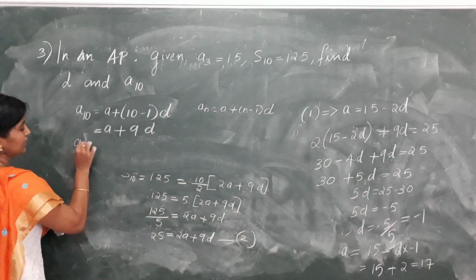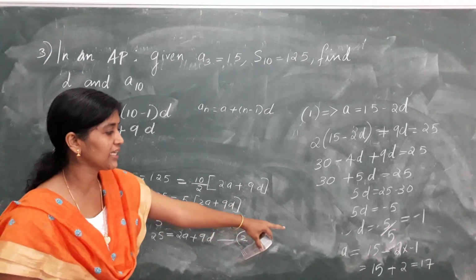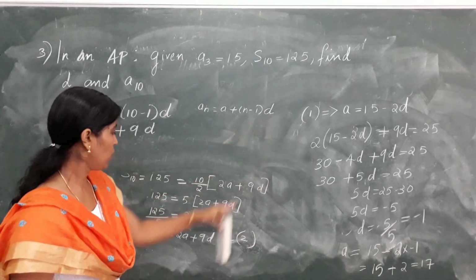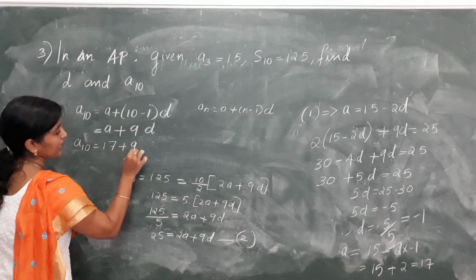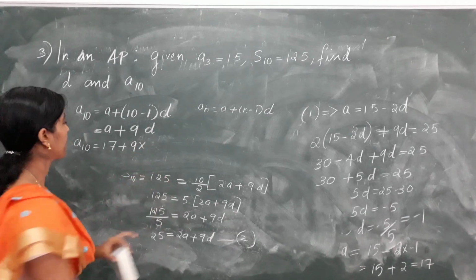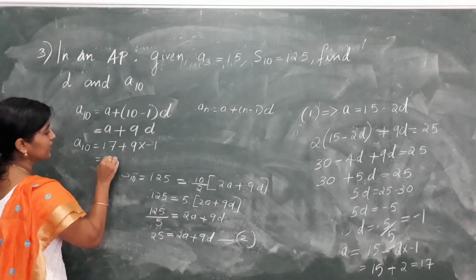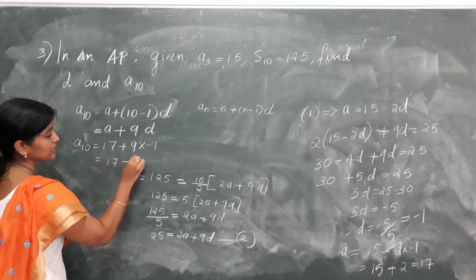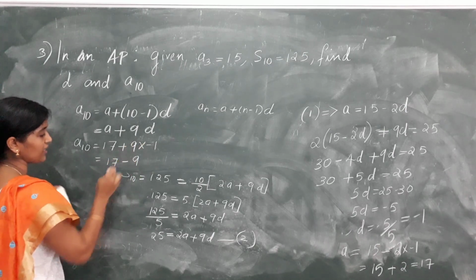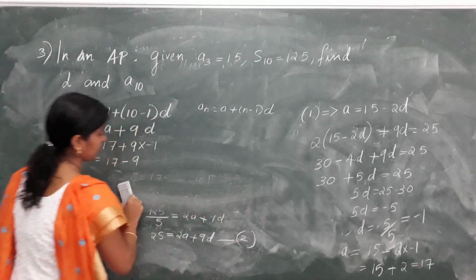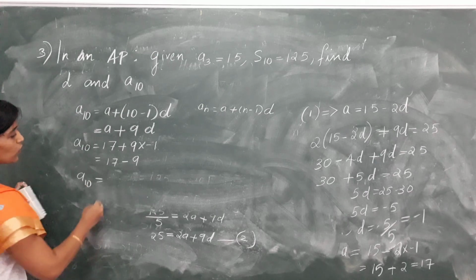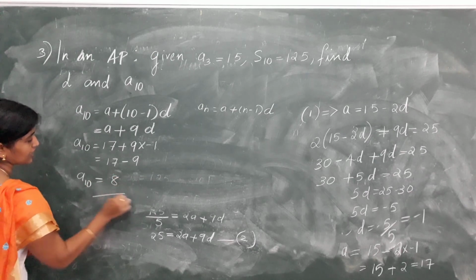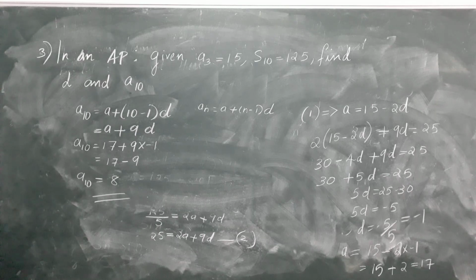So we'll get a10 is equal to a value, which we got, giving the value of d in equation 1. So we'll get 17 plus 9 into d. d is minus 1, which means you'll get 17 minus 9. 9 into 1 is minus 9. 17 minus 9, so the value of a10 is equal to 8. a10 is equal to 8. So the 10th term is equal to 8.